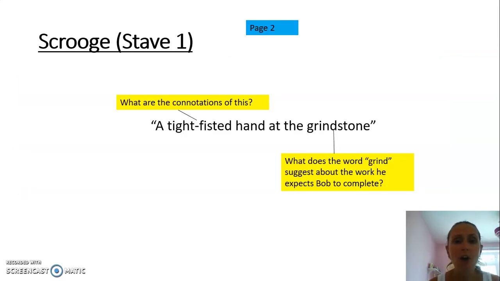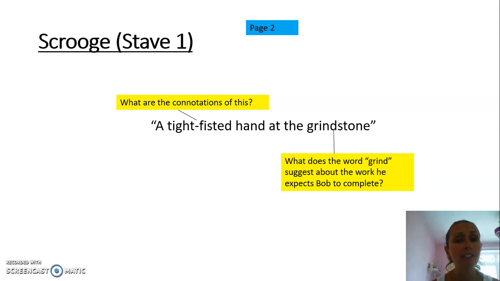Right, the first quote that I want you to be focusing on then, and this is fact 1, so you've already got this one written down. Now if I was you, I'd turn back to page 2 of your Christmas Carol text, and then I would be using those question prompts that I've put around on the screen to help you add to any annotations that you might have missed. But basically I want you to focus on the connotations of the word tight-fisted, and then looking closely at the word grindstone. So what does the word grind suggest about the work he expects Bob to complete?